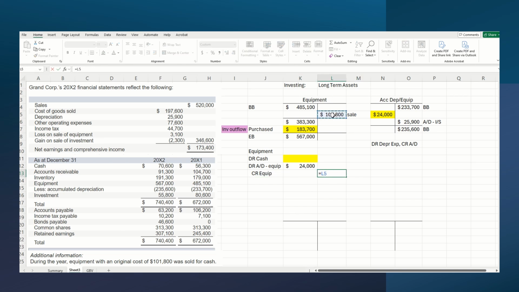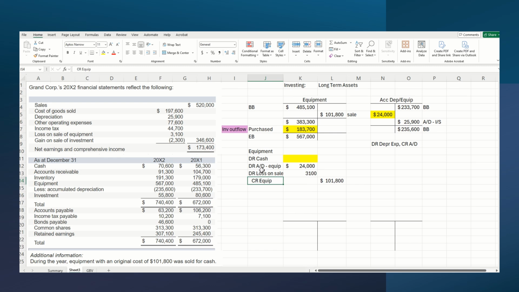which is right here. And then to figure out the gain or loss on sale, you always take cash minus net book value. The net book value is the 101,800 minus this. And we know what the loss is. So in this case, it said there was a loss on sale of equipment of 3,100. So that's actually going to be a debit. If it was a gain, I would have put it as a credit, but this is a loss. So I'm going to say loss on sale, and it is 3,100.